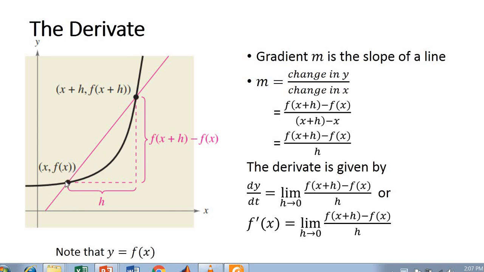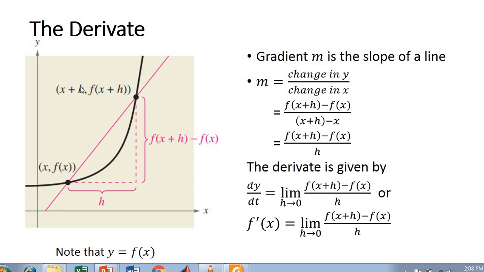If I draw a line that cuts the curve at 2 points, and then consider those 2 points, for example this point will be equal to X, and if this is the distance between this point and the next point, the change in X, so H, the value of X at this point will be X plus H. If this is f of X, then considering the Y distance between those 2 points, this is f of X plus H.